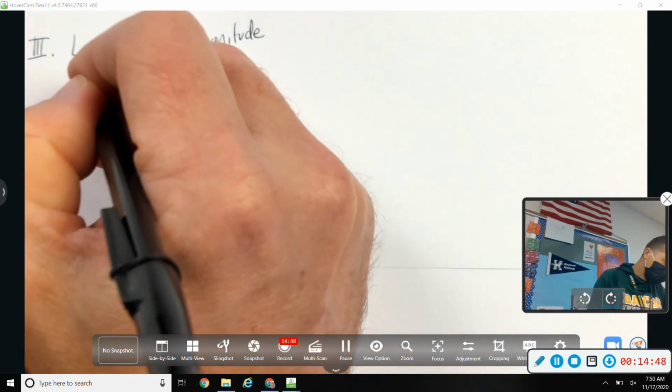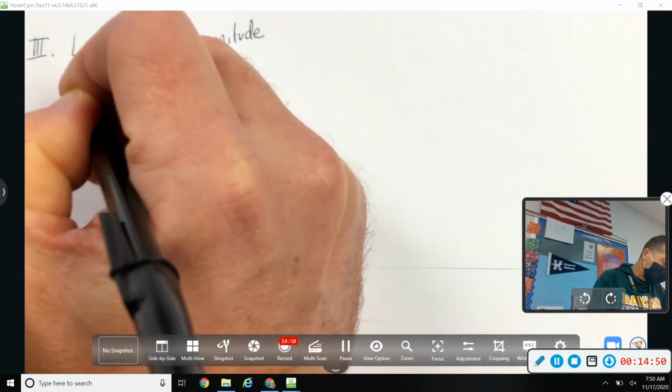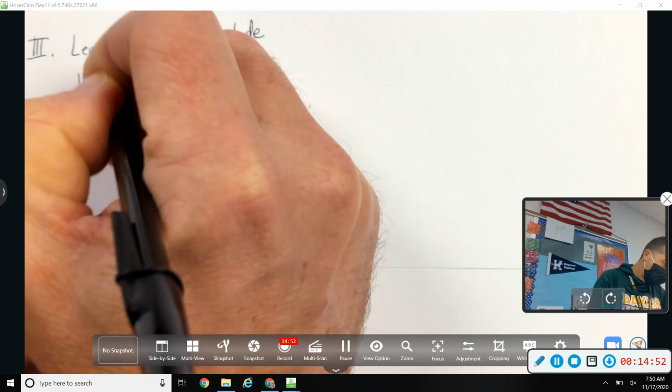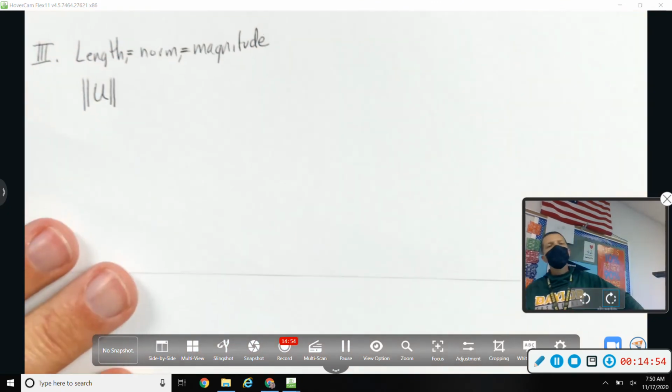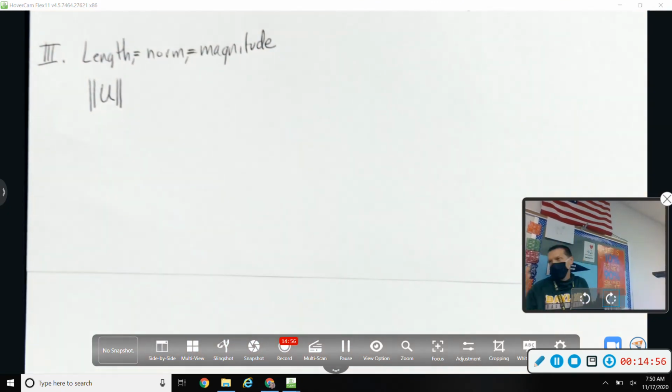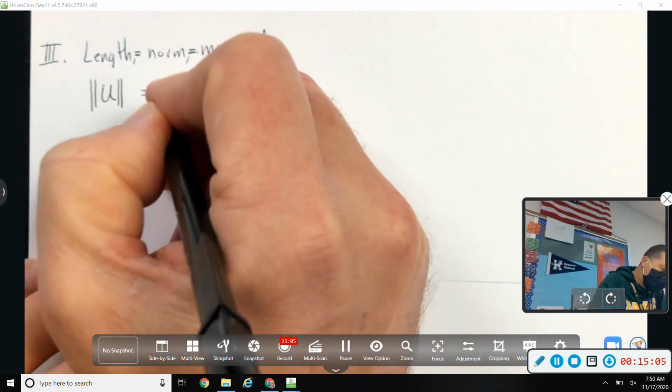First, let's look at the symbol, how you know that that's what we're asking. It looks like 2 absolute value bars. It's not what it is, but 2 bars on either side. That means find the length of U.